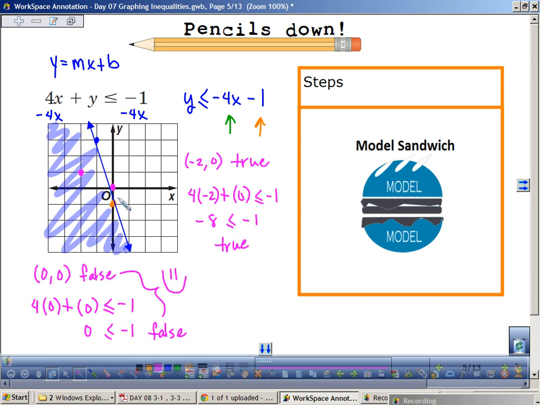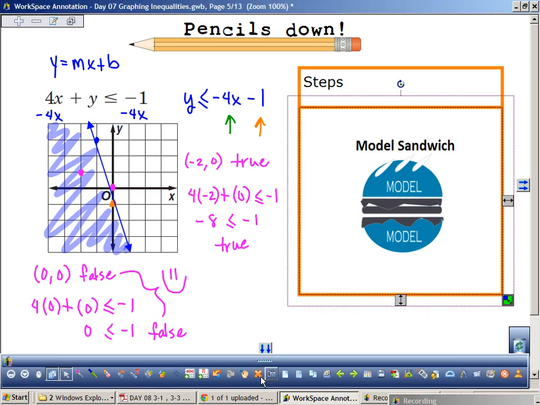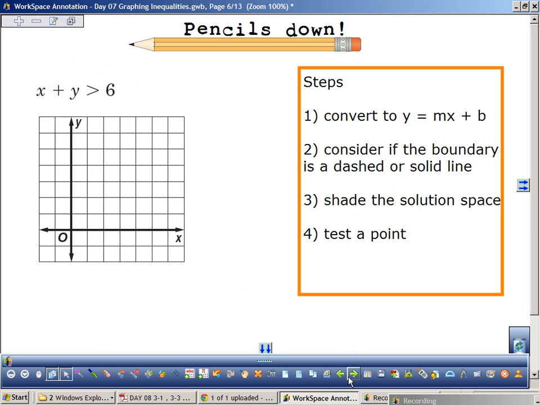So no matter what, you should always get your space right, your shading, because you should always test a point real quick. And testing 0, 0 is the very easiest point to test, right? It should just take a few seconds. Okay, so here are my steps. Convert to y equals mx plus c. Consider my boundary line, whether it's solid or dashed. Shade the solution space. Test a point. I'm going to do another one.